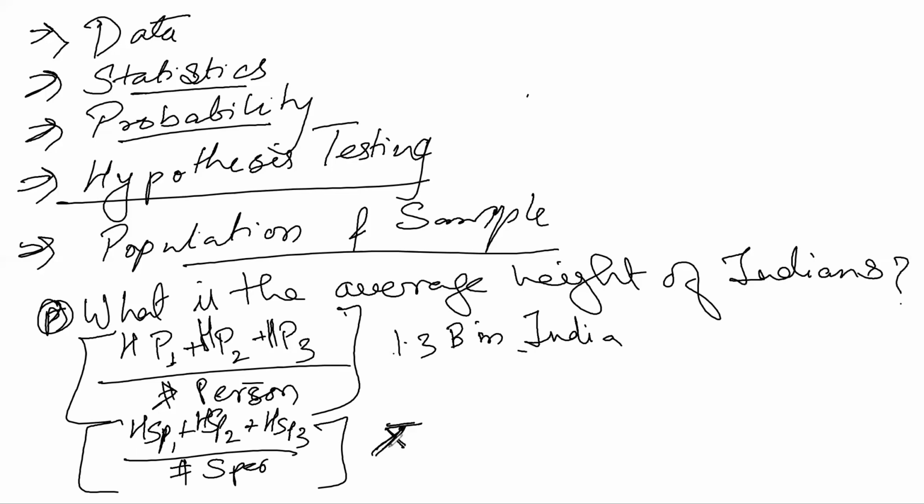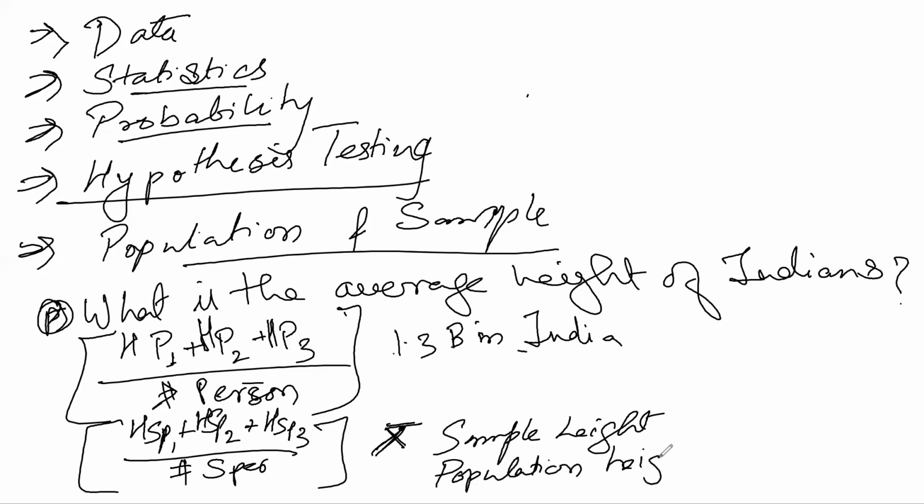And what you are going to tell is that, okay, this X bar, though it's a sample height, this represents the population height, right? So the sample height represents the population height. This is what you are going to conclude. Now you have to check whether your conclusion is correct or not, right?